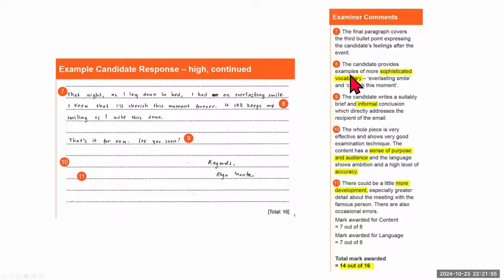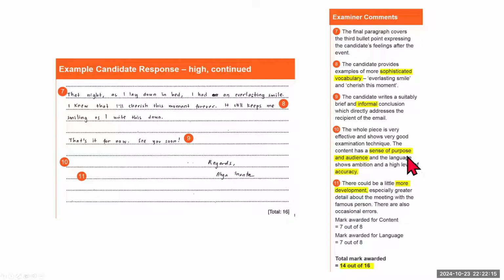Okay, so the final paragraph covers the third bullet point, expressing the candidate's feelings after the event. The candidate provides examples of more sophisticated vocabulary, like everlasting smile and cherish this moment. The candidate writes a suitably brief and informal conclusion, which directly addresses the recipient of the email. The whole piece is very effective and shows very good examination technique.